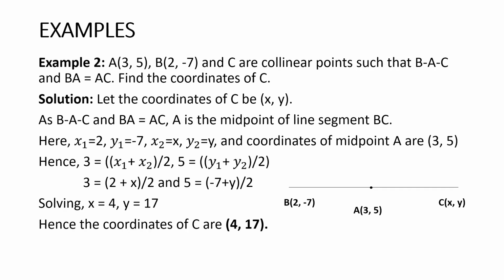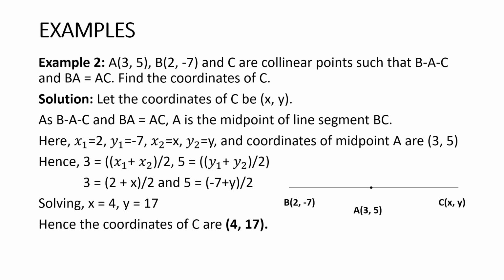Now, example 2. Remember friends, we'll be doing all the different kinds of examples which can be asked from the section formula. So try to understand each of them. Example 2: A(3, 5), B(2, -7) and C are collinear points such that B-A-C and BA is equal to AC. Find the coordinates of C.